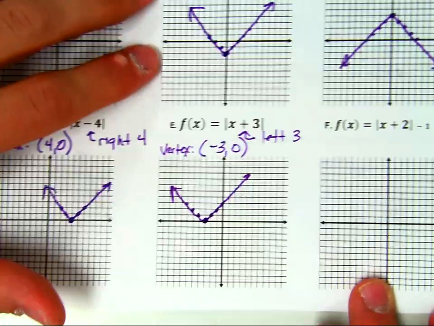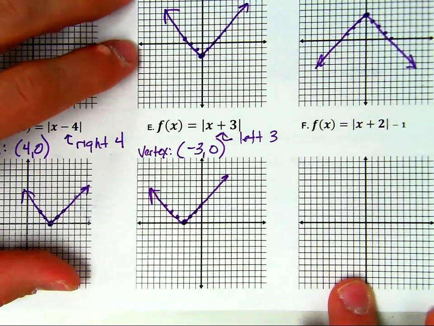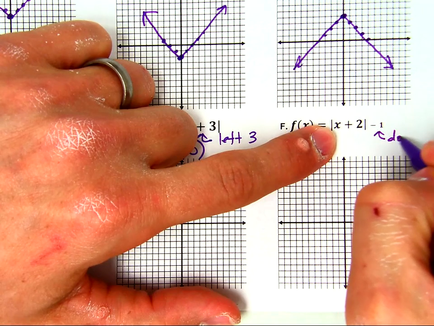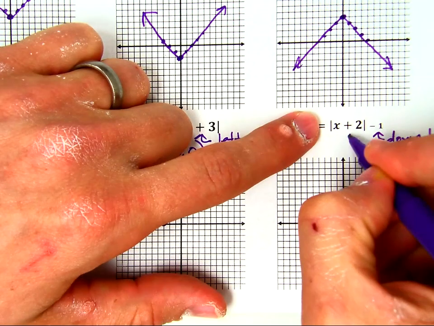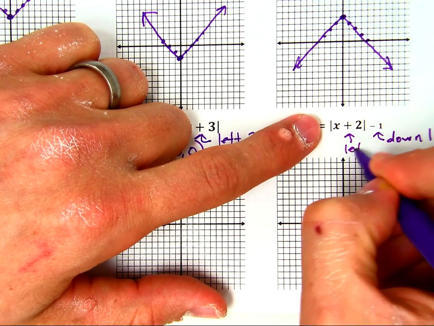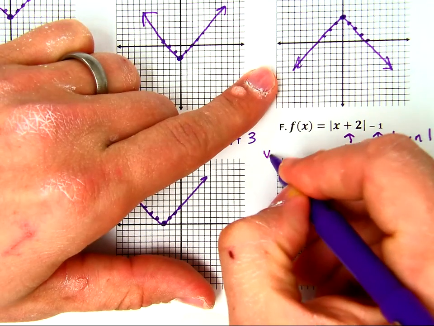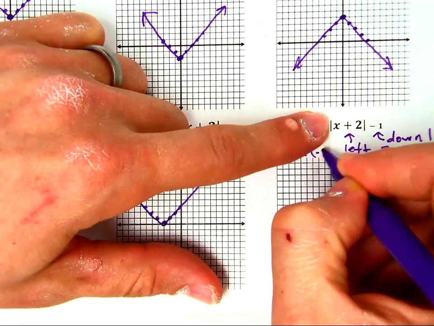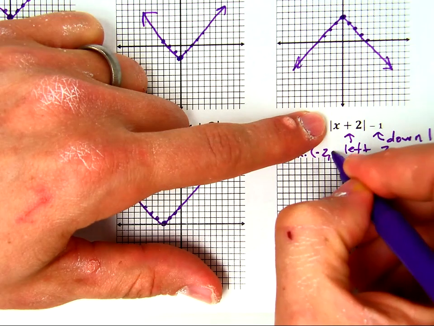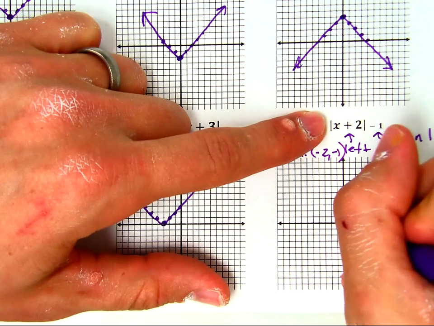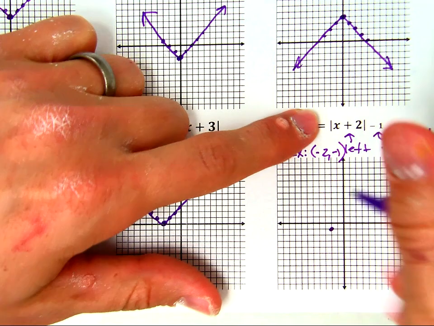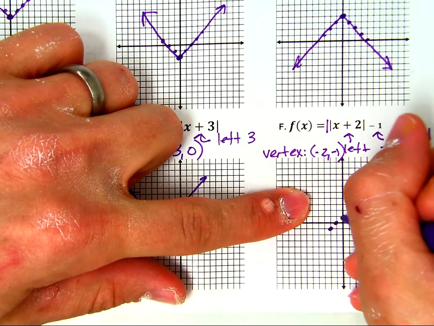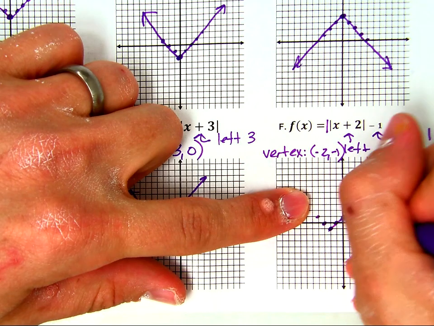We're going to take a look at one more, and this last one actually has two different shifts. The minus 1 on the outside shifts it down 1, and the plus 2 shifts it left 2. So for the vertex of this one, left makes the x value negative 2, and down makes the y value negative 1. So we go left 2, down 1. My slope is still 1, so we go up 1 over 1. And there's the graph.